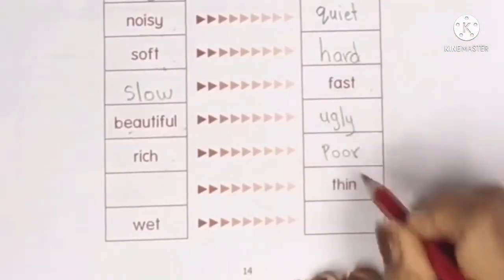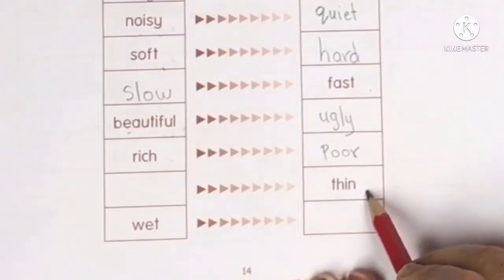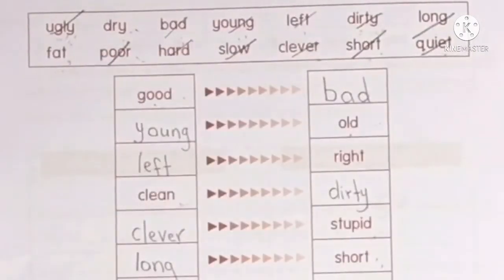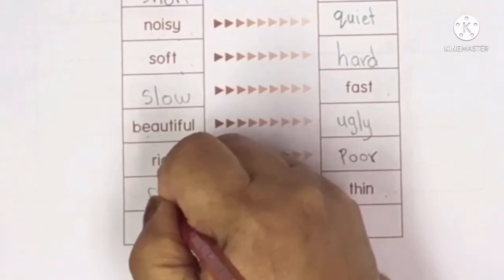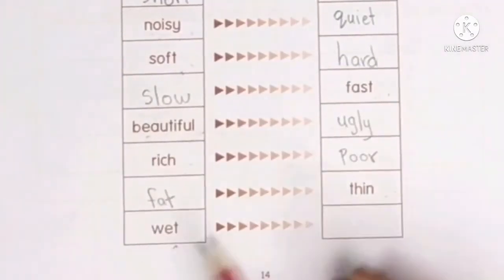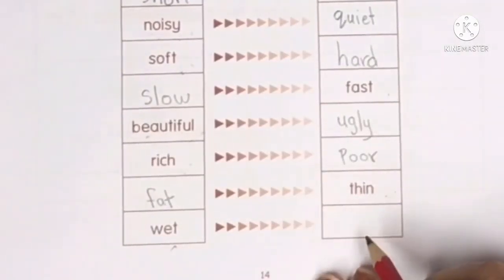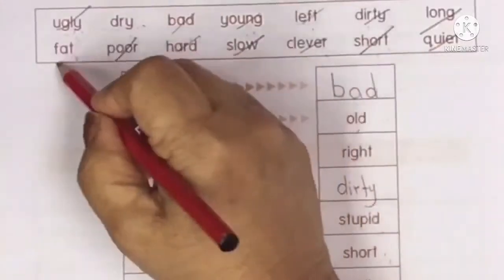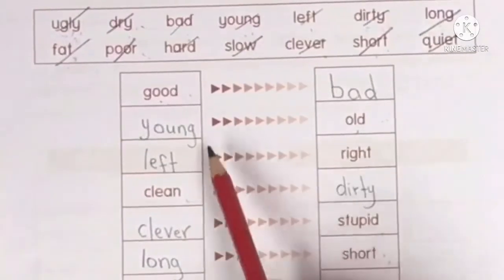The next one, thin. Opposite of thin? Is it dry or fat? Fat. And of course, the opposite of wet is dry. And children, let me go through the words with you again.